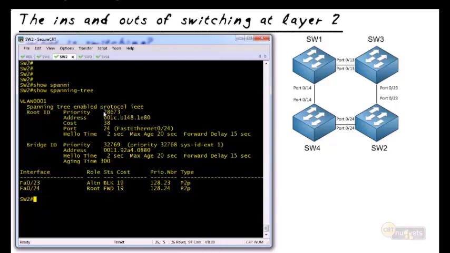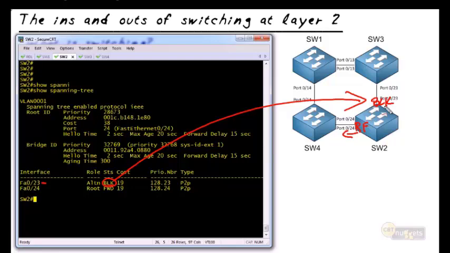So here's the show spanning tree for switch 2. Now switch 2 is interesting in the fact that port FastEthernet 0/23 is blocking. See that block right there? That's basically saying that I'm blocking and I'm not forwarding, and FA 0/24 is a root port, and the root port is in the forwarding state. That means on switch 2, the port that it's using to forward traffic towards the root is FA 0/24, and we're blocking on port 23.